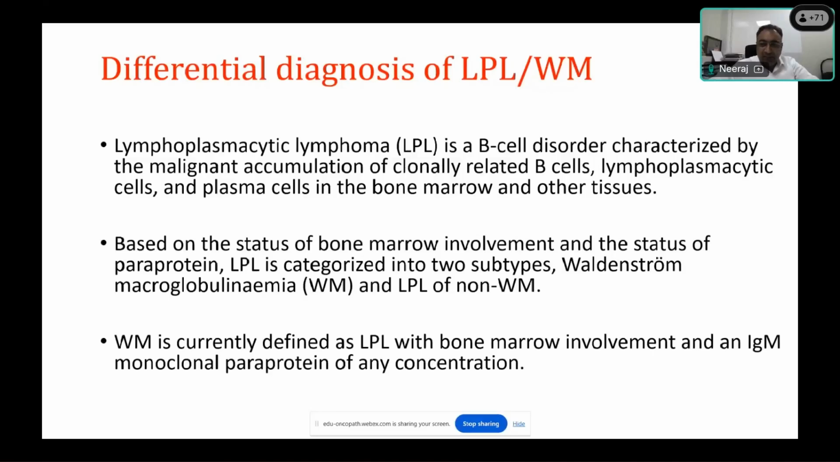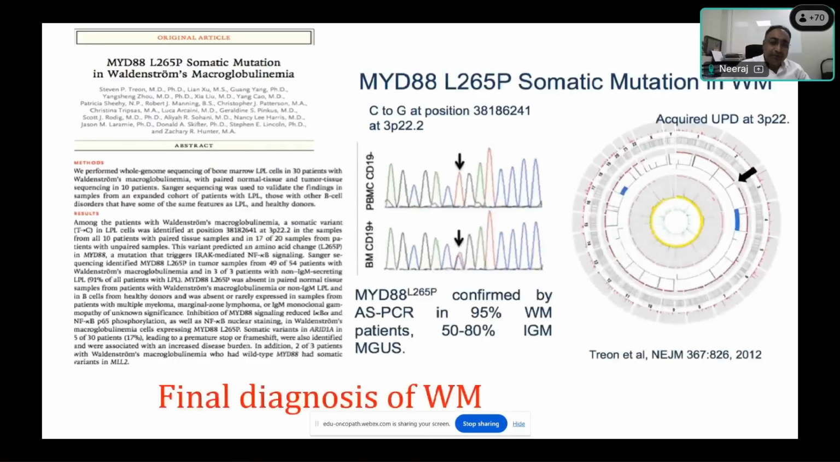So sometimes it becomes difficult to distinguish these two entities, and genomic characterization or mutation analysis helps define them. So there is flow cytometry, there is immunohistochemistry, there are biochemical markers, and also there are some genomic markers. And specifically for Waldenström macroglobulinemia, there is one typical mutation, that is the MYD88 somatic mutation, in this case L265P.